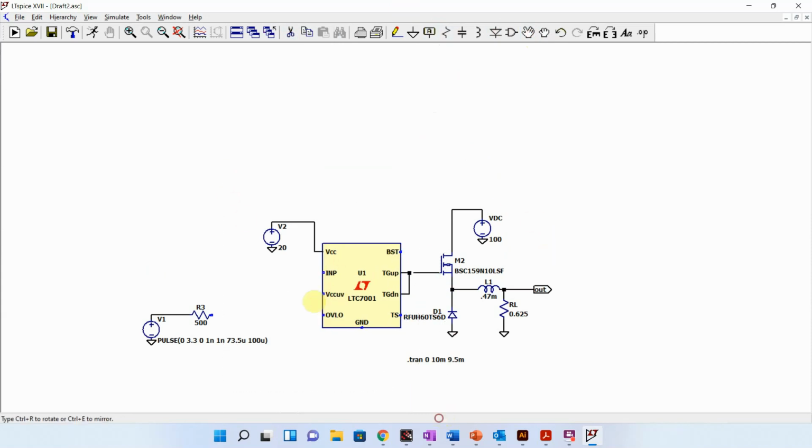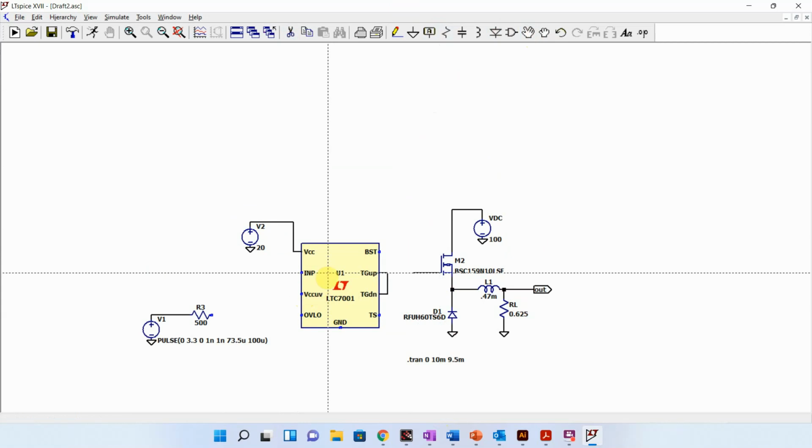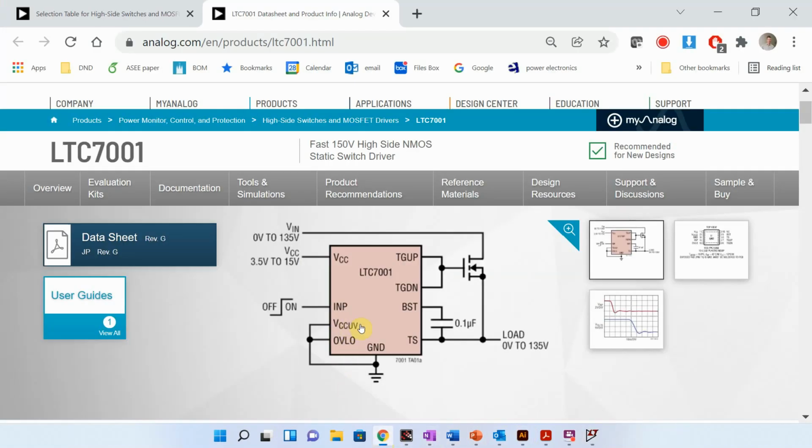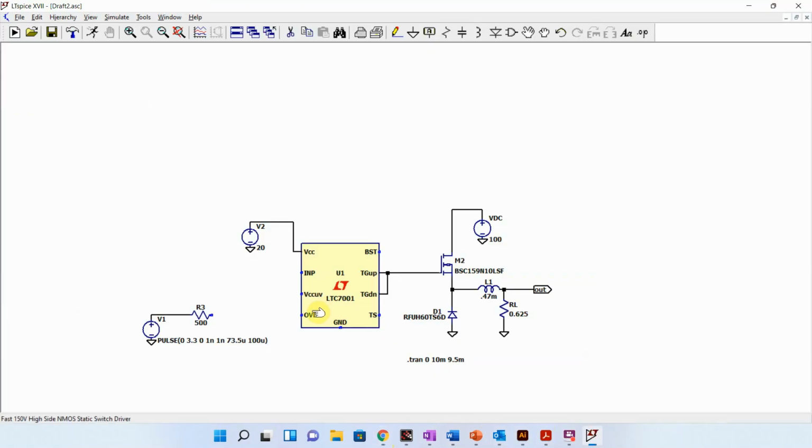Okay, let's give ourselves a little more room in here. And then go back and look at our sheet. And so you see that this VCC, UV, OV, LO, and the ground are all tied to ground. So we're going to go and tie all of those to ground. So that's all of these pieces over here.